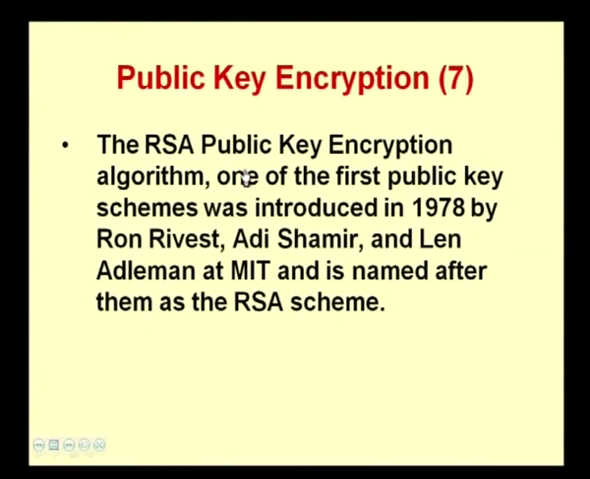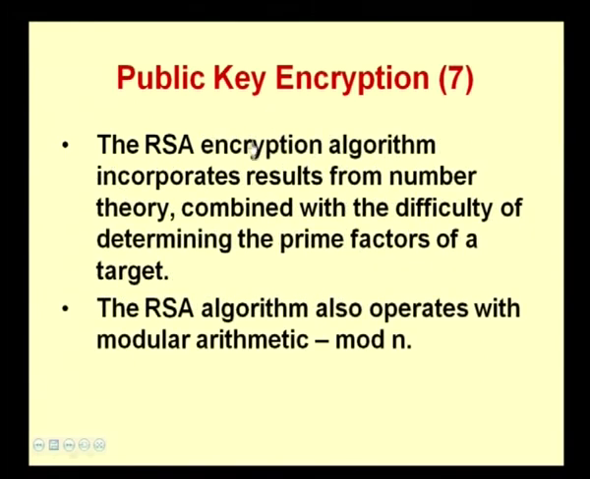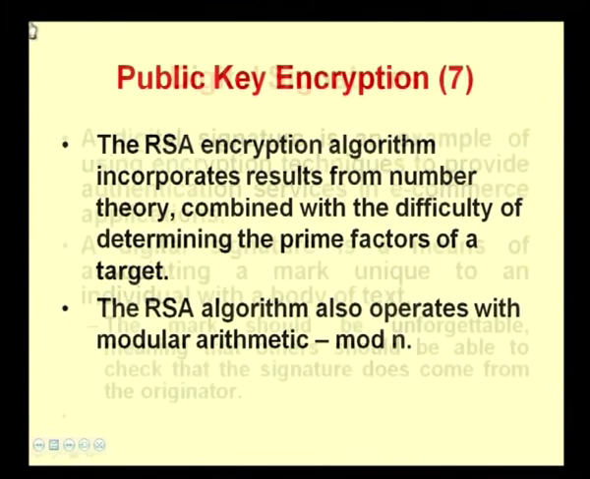A slight improvement on this is the RSA algorithm. One of the first public key schemes was introduced in 1978 by Rivest, Shamir and Adleman. The RSA algorithm incorporates results from number theory, combined with the difficulty of determining the prime factors of a target number. The RSA algorithm also incorporates modular arithmetic, that is, mod n.